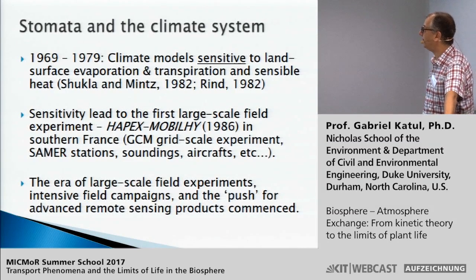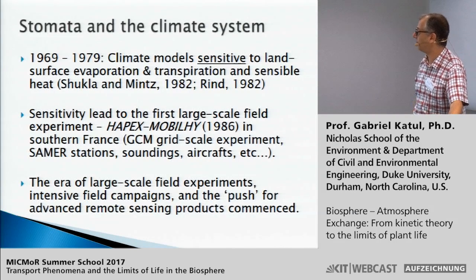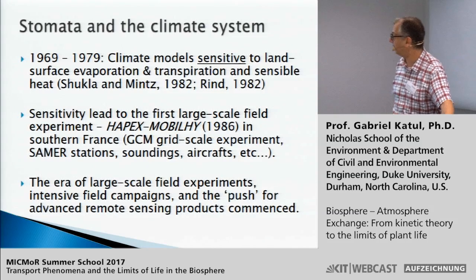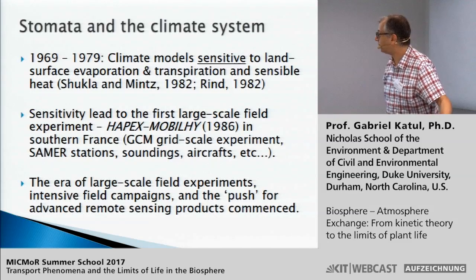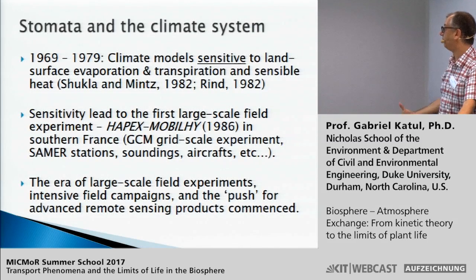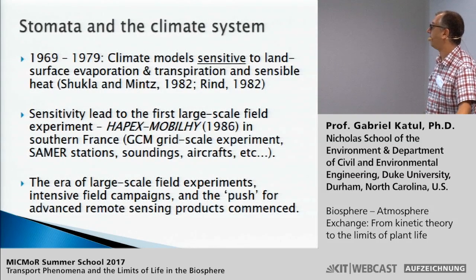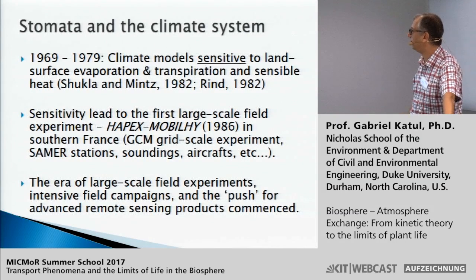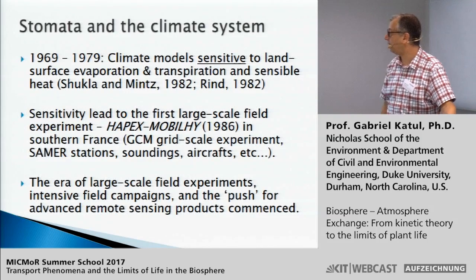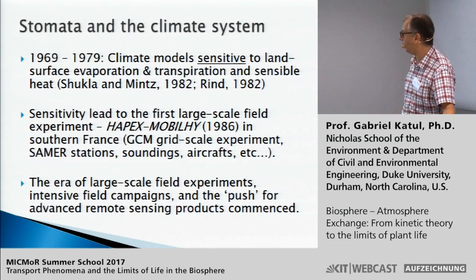And in fact, this sensitivity to the land surface led to perhaps the first large-scale field experiment in our field, which is called the HAPEX-MOBILHY experiment in 1986, conveniently located in a nice place in southern France. This was the experiment that was conducted on what was perceived to be at the time a GCM grid cell, 100 kilometers by 100 kilometers. So they actually took 100 kilometers by 100 kilometers and instrumented the living daylights out of it, including flux measuring stations, aircraft, soundings, remote sensing products that were pretty primitive at that time. But the era of large-scale field experiments started, basically, from this experiment onwards. One was in the US, and then there was a whole bunch in many other places.